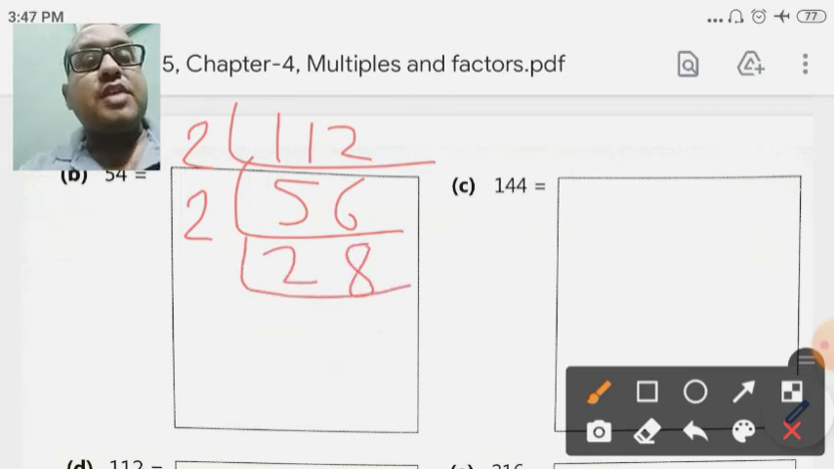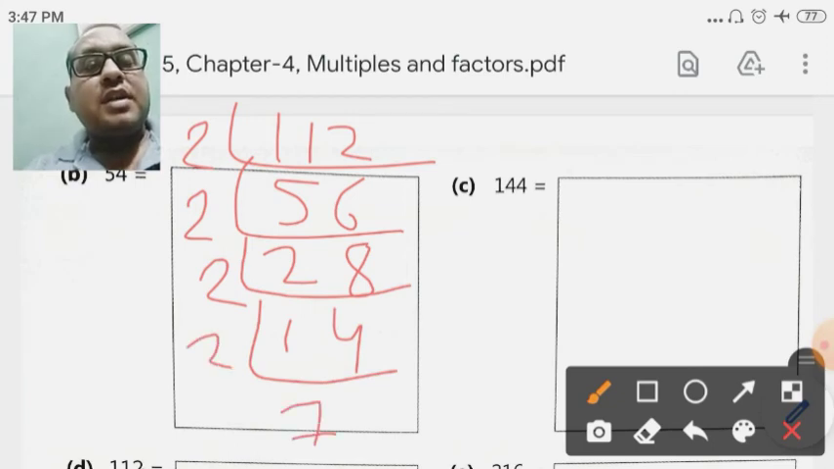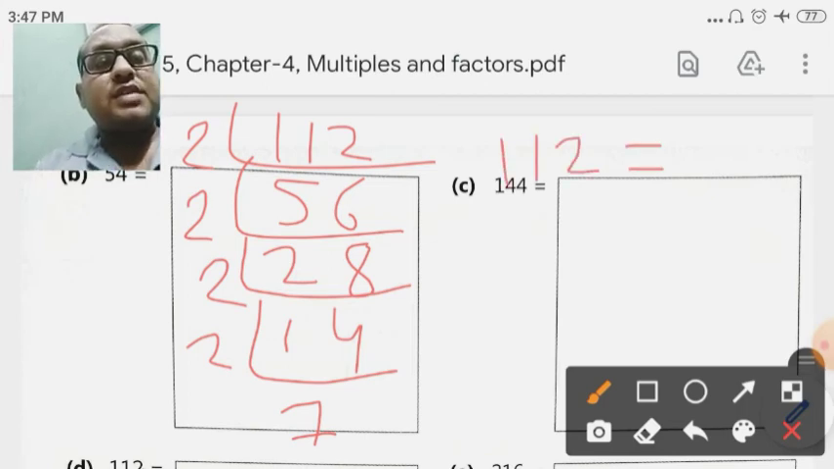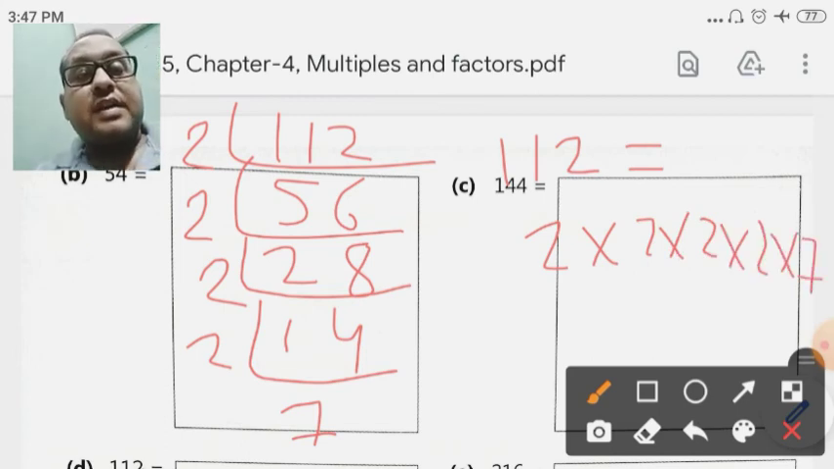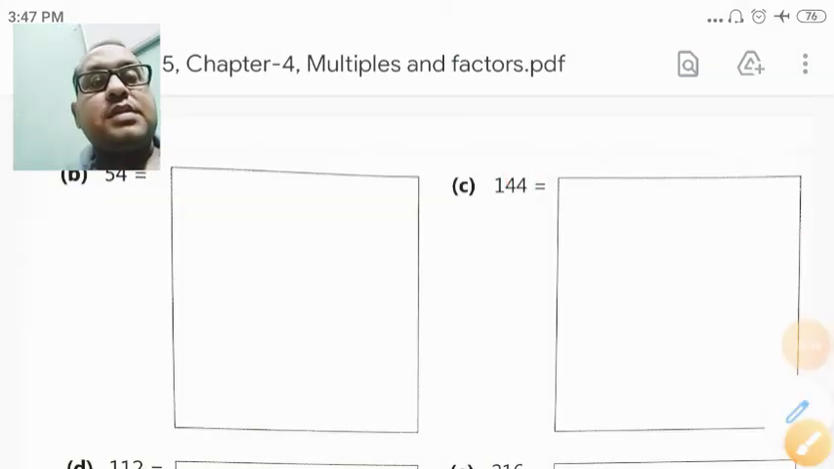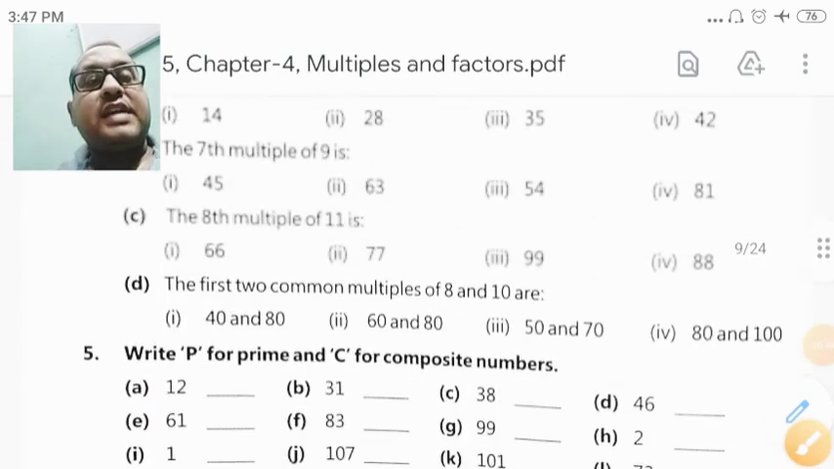Again 28 is also divisible by 2. So 28 divided by 2 is 14. Again 14 divided by 2 is 7. Now we have a prime number. This is the last step. So the total prime factorization of 112 is 2 into 2 into 2 into 2 into 7. So these are the prime factors of 112. And this method is called the prime factorization method. This is all about exercise 4A.